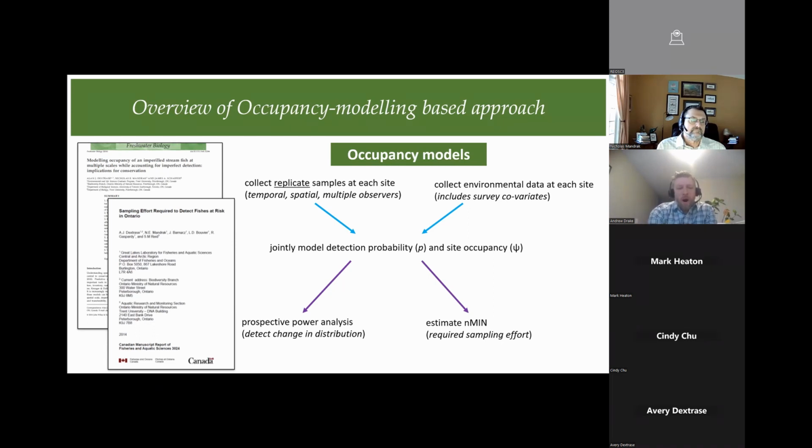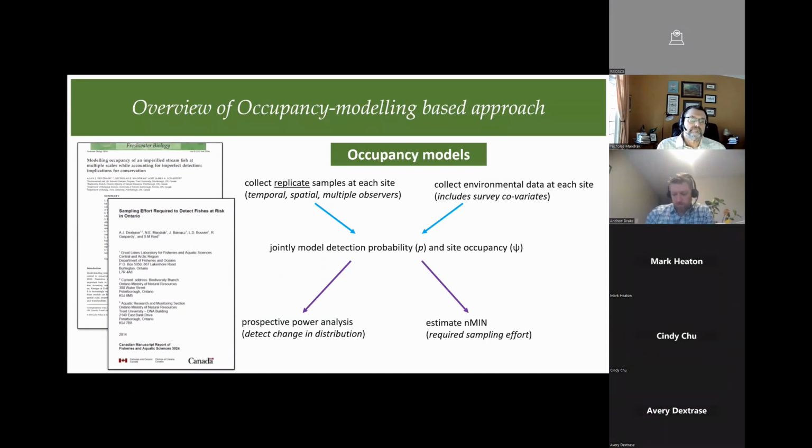So then we take this data and we jointly model detection probability and site occupancy at the same time, and therefore that gives us the opportunity to adjust our occupancy models based on the likelihood of us detecting the species if it was present but not detected.